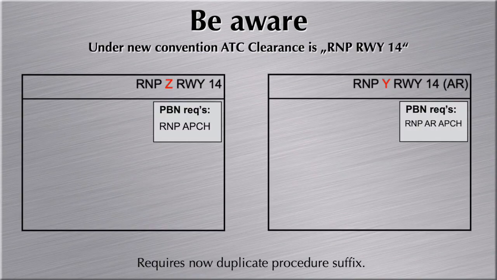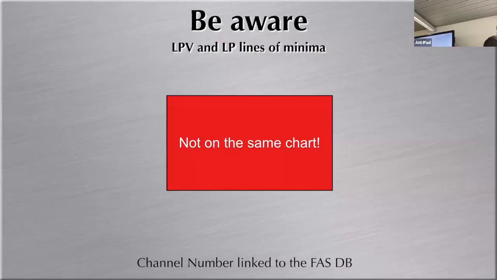Then this one here is for procedure designers. Under the new naming convention, the clearance is RNP runway 14. So if you have to the same runway an RNP approach nav spec and then the procedure with AR nav spec, you need to be aware that they will have the same clearance if you don't put the duplicate procedure suffix. So if you have that, you need an RNP Zulu and an RNP Yankee, although one is RNP approach, the other is RNP AR. Otherwise, you cannot differentiate. Also, if then the display names are changed eventually, you could not differentiate either. That's important.